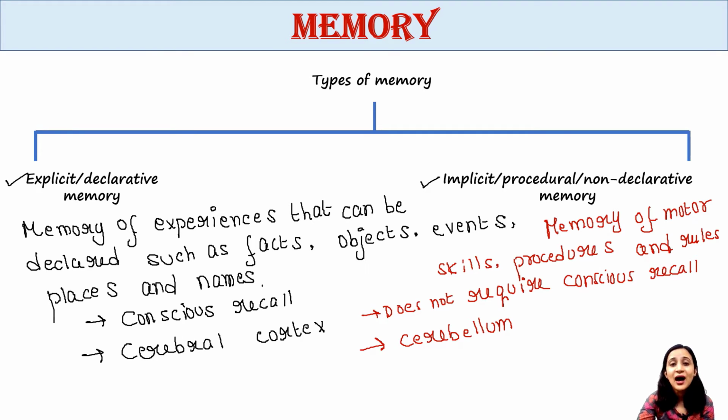So like when I say that this is a pen, I am conscious about it. But when I ride a bike, I do not require to recall the skill consciously. I am spontaneously recalling it. And this is not declarable. Nothing to declare here. So this is not declarable. That's why this is non-declarative memory.